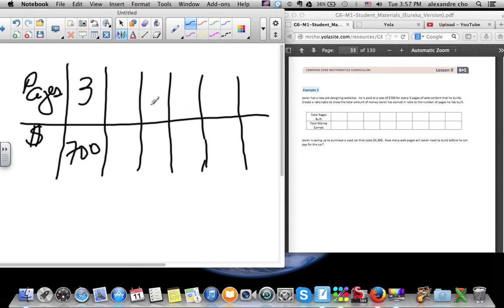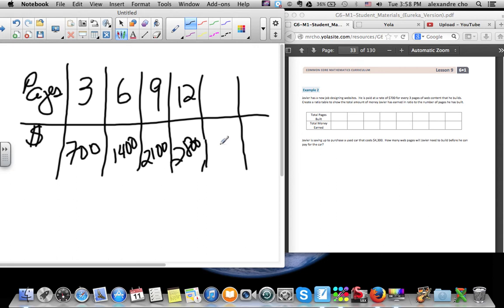Okay. I wouldn't do 4 or not more than 5, because then it gets into decimal. So let's just do a nice one. So let's double that. What happens if he does 6? He can get 1,400. What happens if he does 9 pages? Which is times 3 over here, so times 3 is 2,100. 12 would be times 4, and then times 4 at the bottom, 2,800. And you can go on and on and on.